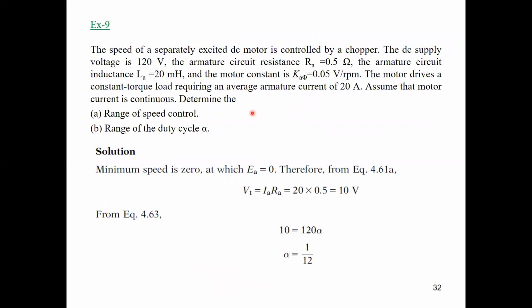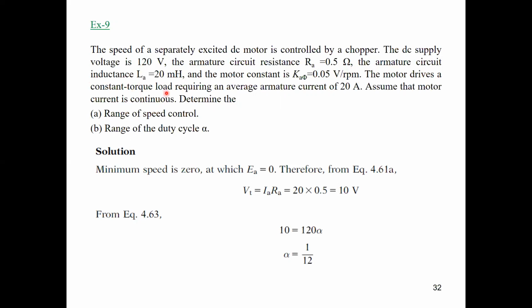Another example, the speed of a separately excited DC motor is controlled by a chopper. Now we have here the converter is a DC chopper. The DC supply voltage is 120 volt. The armature circuit resistance is 0.5 ohm, which reflects that this machine is a low power machine. The armature circuit inductance is 20 millihenry, and the motor constant is K phi equal 0.05 volt divided by RPM. The motor drives a constant torque load.